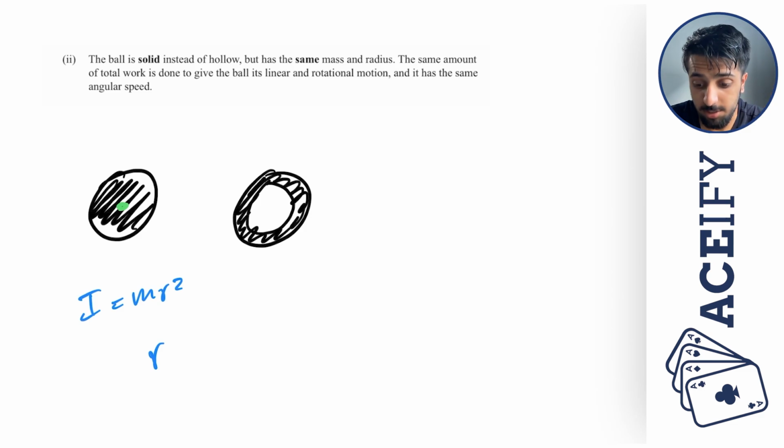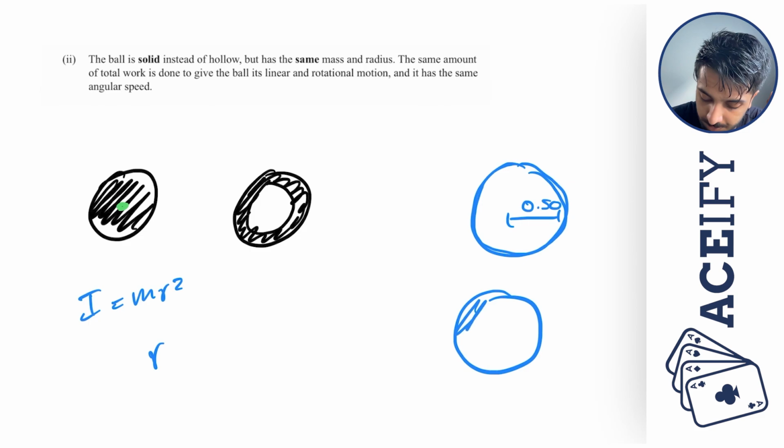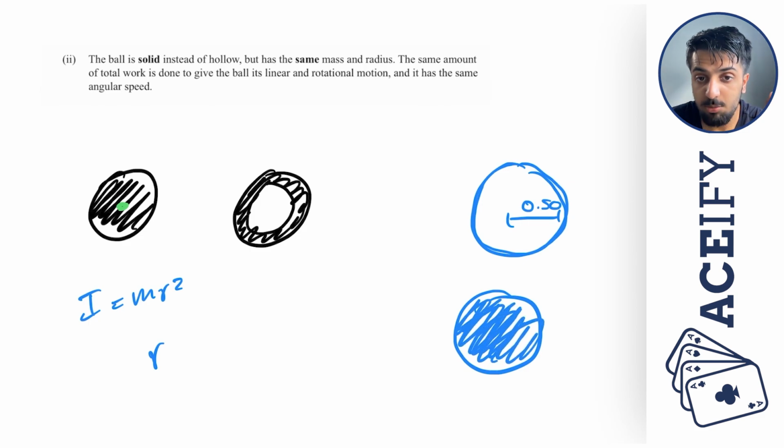And so what I mean by effective radius is that if we have a perfectly hollow ball, a perfectly hollow ball means all its mass is on the outside ring. And so the effective radius, let's say, is 0.5 meters. However, if we have a solid ball, its effective radius in terms of rotational inertia is going to be smaller because the majority of its mass is closer to the axis of rotation. So even though it has the same 0.5 meters radius, its effective radius is smaller. And so in this case, it has less rotational inertia.